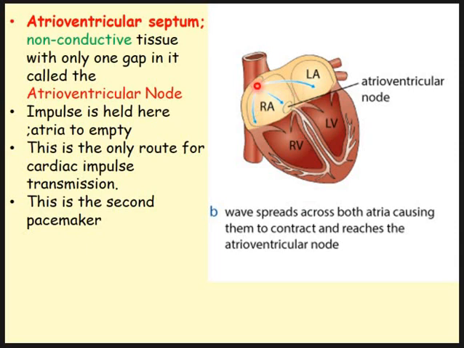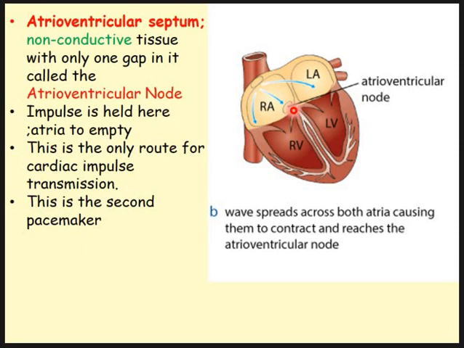Okay, secondly, after they've left the SA node and travelled across the atria, you have this layer of non-conductive tissue sitting here, and just by it is the AV node. Now, once they've travelled across the atria from the SA node, they all gather at that AV node, and they are held there momentarily. And that allows the atria to fully empty of blood before the ventricles contract.